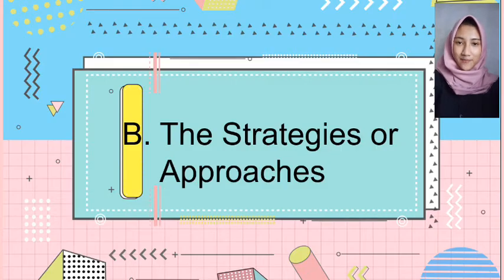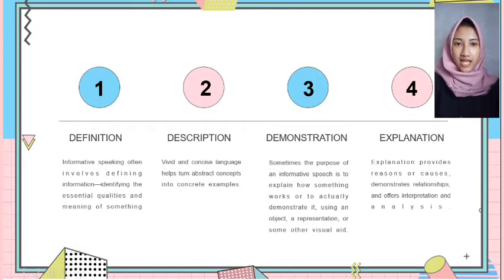Alright, the second point is the strategies or approaches for defining information available to the informative speaker. There are 4 different types of informative speeches. They are the speech of definition, description, demonstration, and explanatory. Each one has a different specific purpose, but all 4 types have the general purpose to inform.